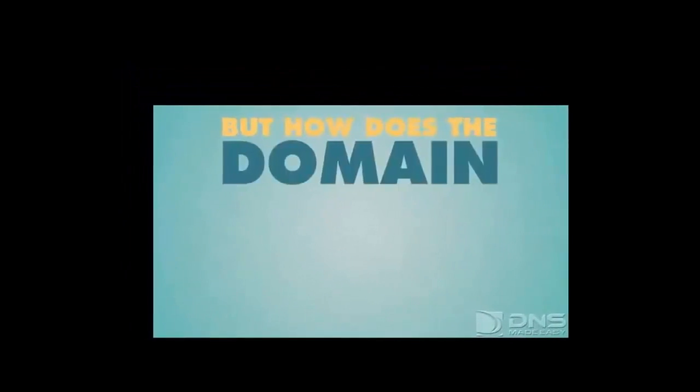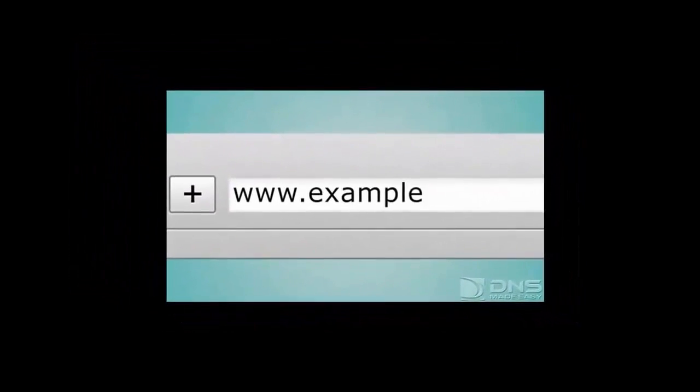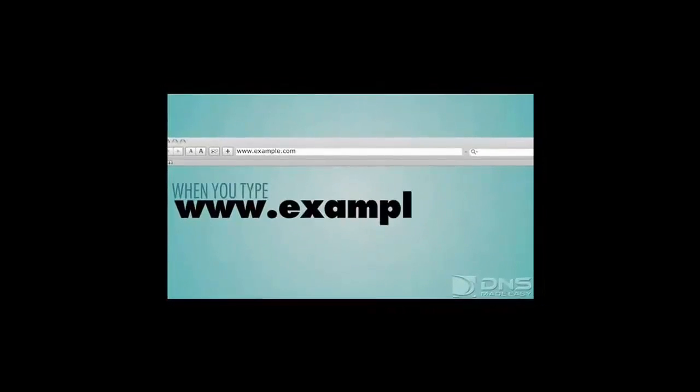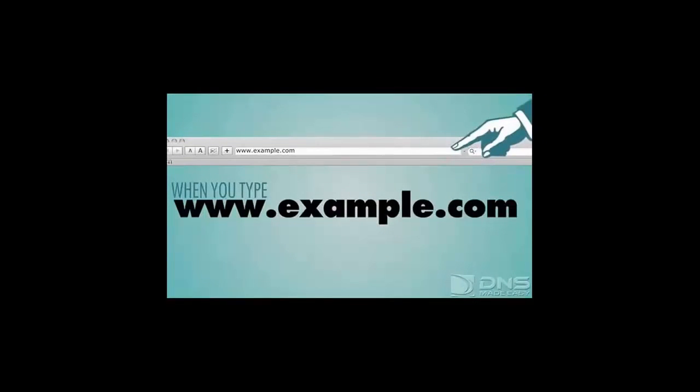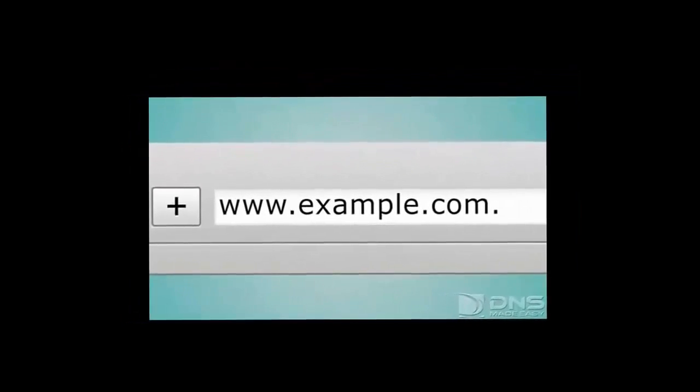But how does the domain name system work? In a web browser, let's say you enter the URL www.example.com as an example. When you type www.example.com into your address bar, you will actually be looking for www.example.com. Yes, there is a dot at the end of the domain name, one that you never see and one that you never type.